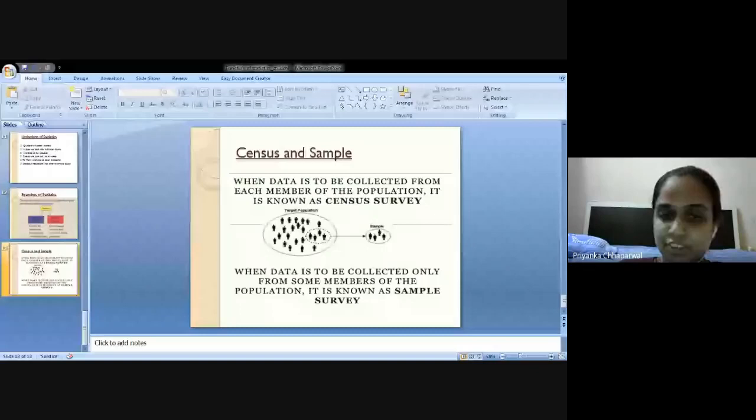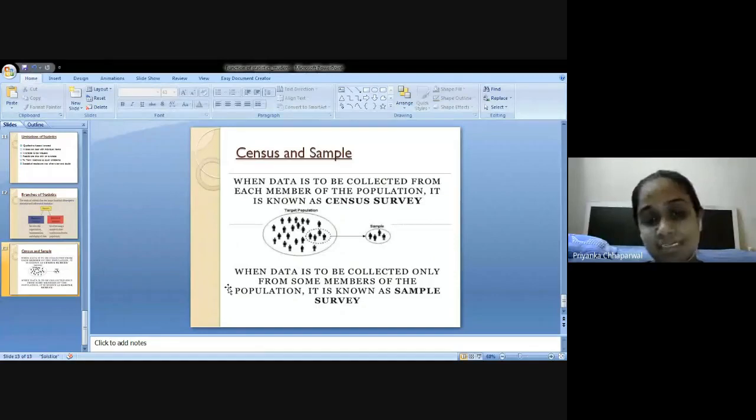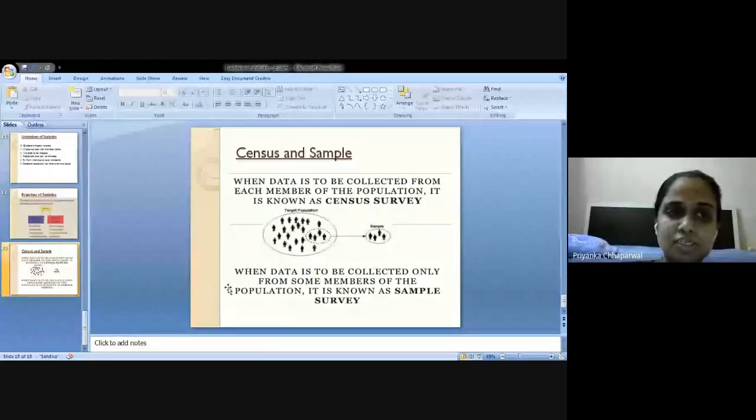So we have covered introduction to statistics, what is the importance of statistics. First of all, why we study statistics, the importance of statistics, functions of statistics, limitations of statistics, branches of statistics, census and sample in statistics. We have covered the basic introduction to statistics. Okay, so in the next class we will start descriptive statistics.